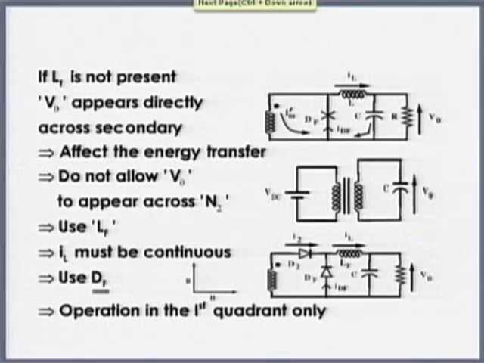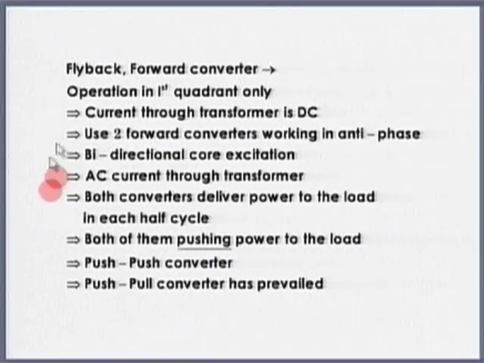Otherwise, I will encourage you to go through the literature. Even in the forward converter as well as the flyback converter, the BH loop operation is in the first quadrant only. In other words, I am using a transformer, I am using a core, but I am not using the other half of the BH curve. Can I improve the utilization of the core? So use bidirectional core excitation. That's something similar to AC current excitation. Current becomes negative, so the BH loop is traversed in the negative direction as well. Can I use it? Yes.